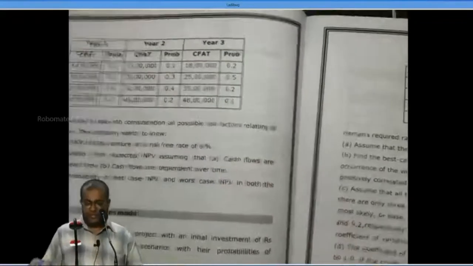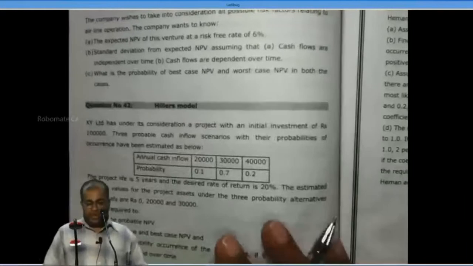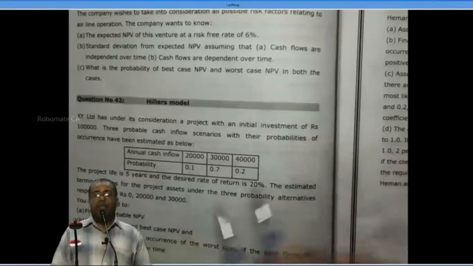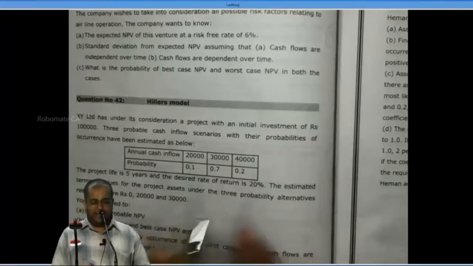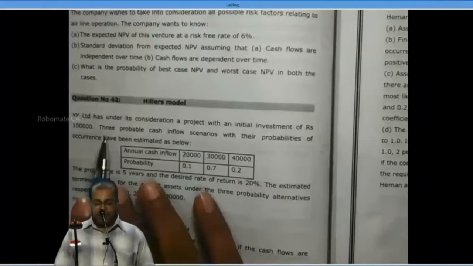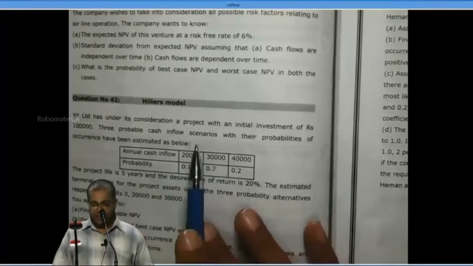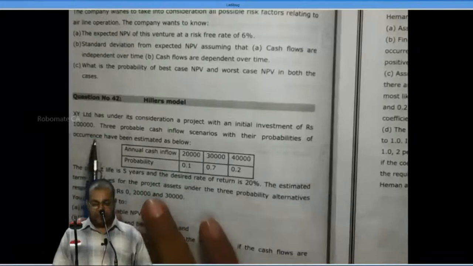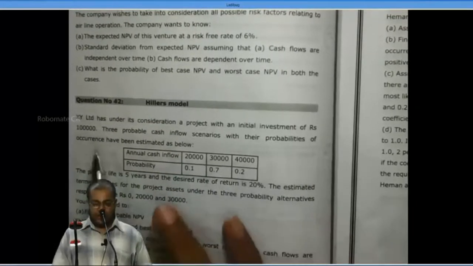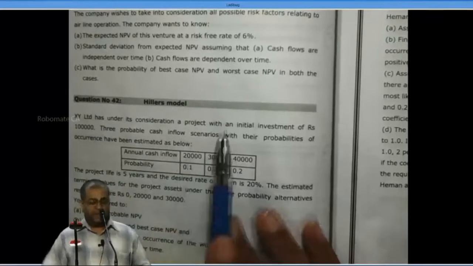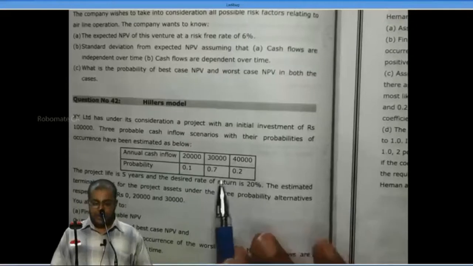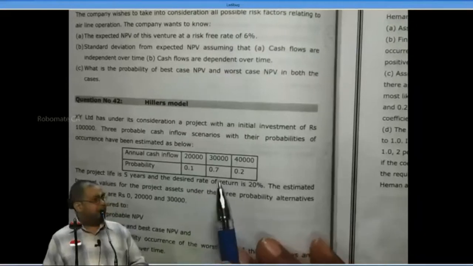Question 42 is an examination problem only, but a much simpler problem compared to the RTP. I'll just read the question and then give it as homework. XY Limited has under its consideration a project with an initial investment of rupees 1 lakh. Three probable cash inflow scenarios with their probabilities of occurrence have been estimated as below. Cash inflow 20,000, 30,000, 40,000. Probability 0.1, 0.7 and then 0.2.